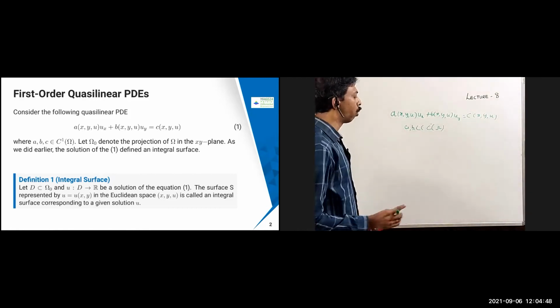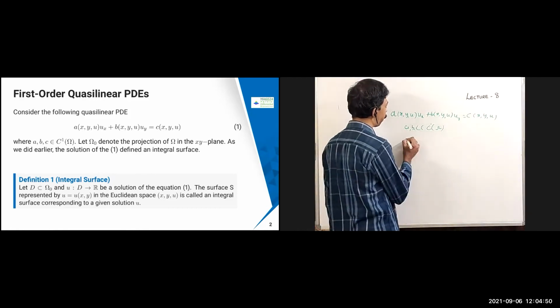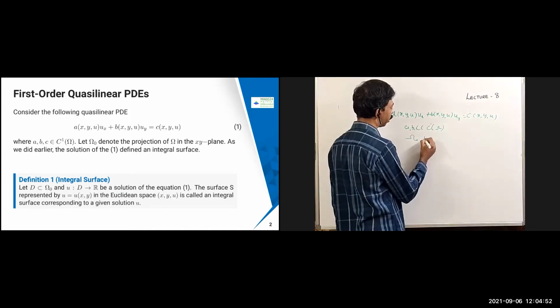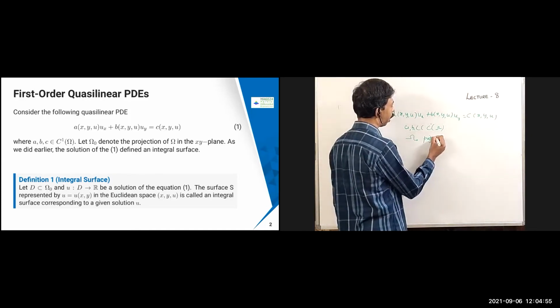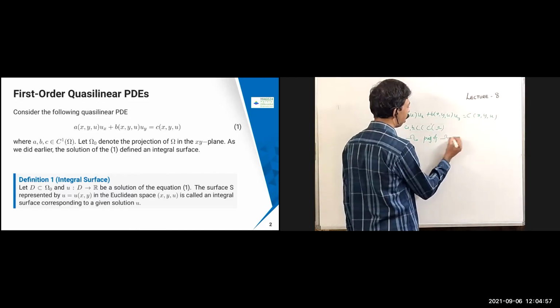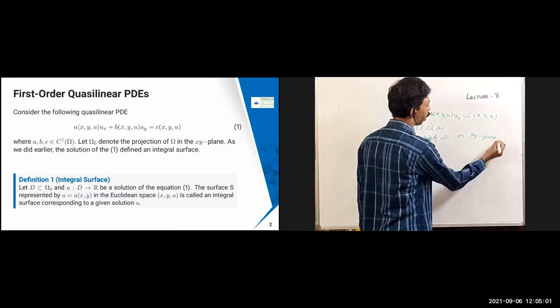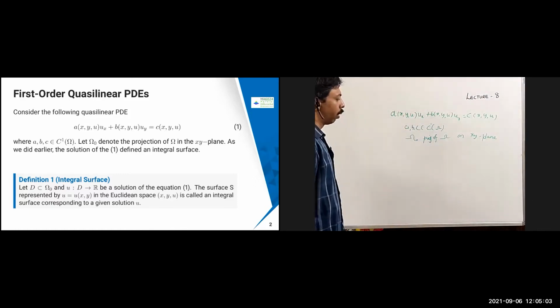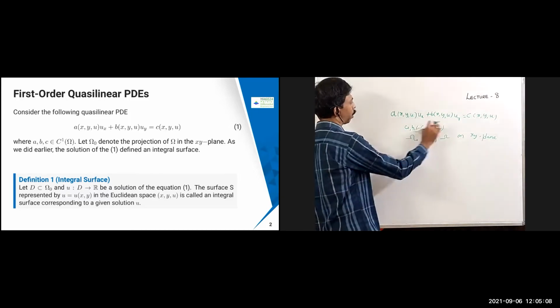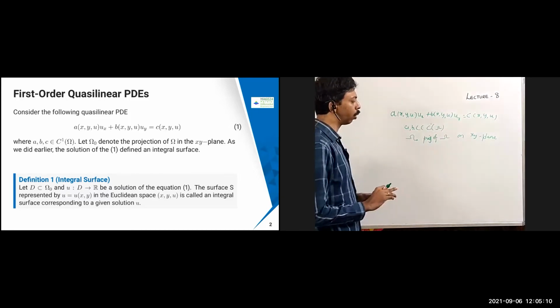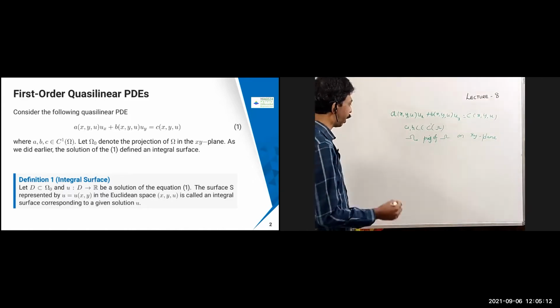Okay, so what I am going to take now is omega naught, which is a projection of omega on the xy plane. Only the xy plane I am going to take. As we did earlier, if I find the solution of this, that is called the integral surface. So the general definition of the integral surface is as follows.